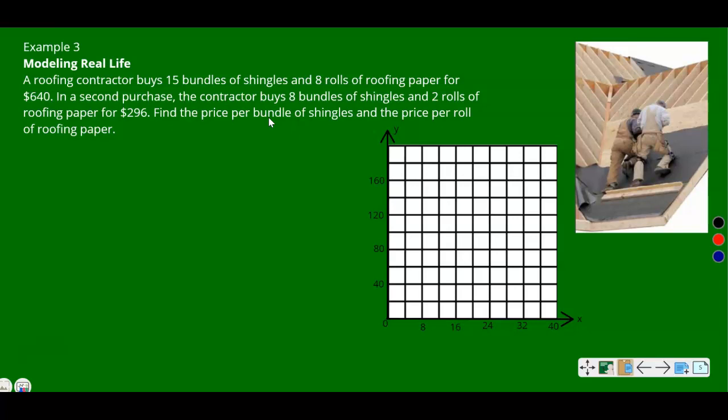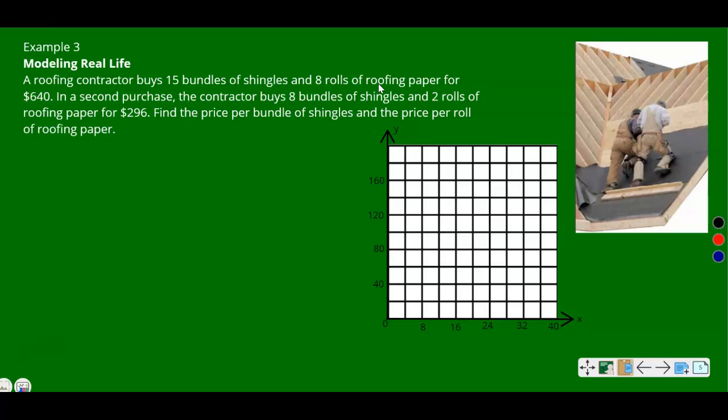So the first thing we need to say is, we have 15 bundles of shingles. So we're going to have 15 bundles of shingles times whatever they cost, and then 8 rolls of roofing paper times whatever that costs, and then that equals $640. So we need to know the price per bundle and the price per roll of roofing paper.